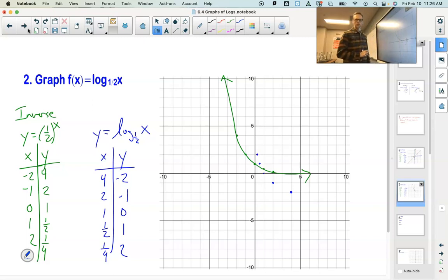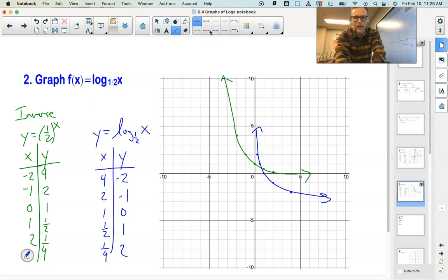Now, we still will have a vertical asymptote at x equals 0 again. Exponential decay still has a horizontal asymptote of y equals 0, so it still will become a vertical asymptote of x equals 0. So I'll graph it, and it looks something like that. Okay, maybe that's what you pictured. Are these still reflections over the line y equals x? Yes, they are.